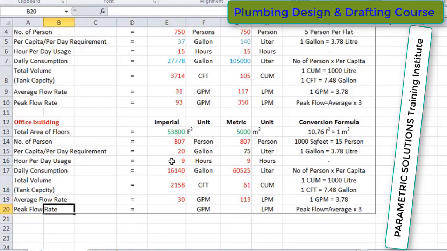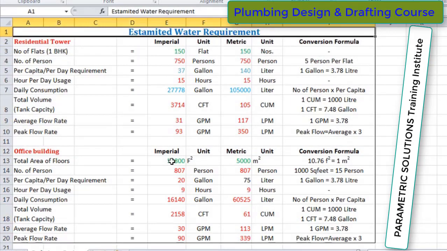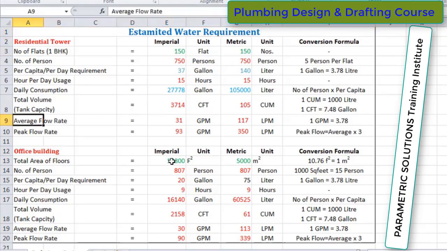I'll also calculate here the peak flow rate, that is 3 times more. So 30 multiplied by 3 is 90 GPM, whereas the peak flow rate in liters is 113 multiplied by 3, that is 339 liters per minute. So this is how to calculate the water consumption or water calculation required for the residential tower as well as the commercial tower, that is the office building.